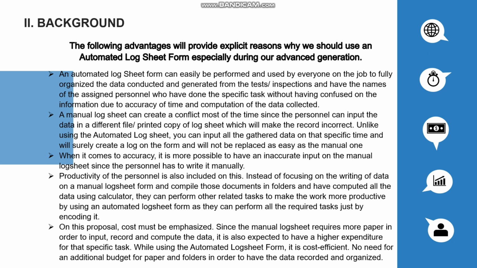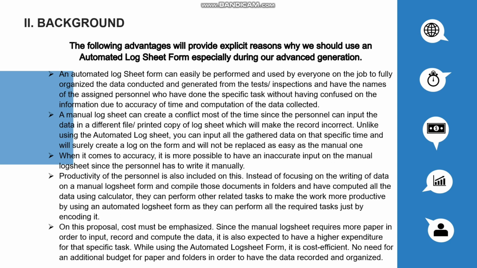Background. The following advantages will provide explicit reasons why we should use an automated logsheet form, especially during our advanced generation. An automated logsheet form can easily be formed and used by everyone on the job to fully organize the data conducted and generated from the test and inspections, and have the names of the assigned personnel who have done the specific task, without confusion on the information, due to accuracy of time and computation of the data collected.